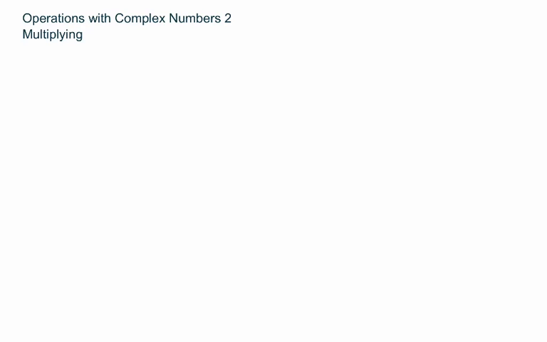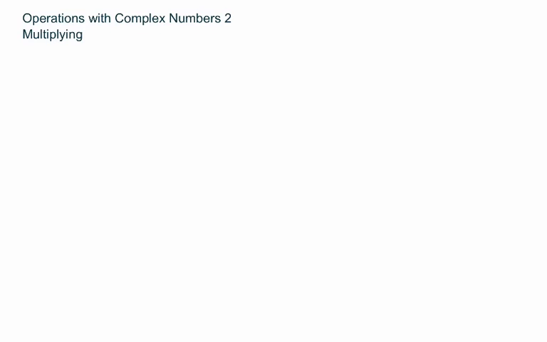Good morning. In the last lesson, we talked about what complex numbers are. So they take that form a plus bi, where a is a real number and bi is an imaginary number. And then we went through adding and subtracting, which really are just combining like terms. Combine real numbers with real numbers and imaginary numbers with imaginary numbers.